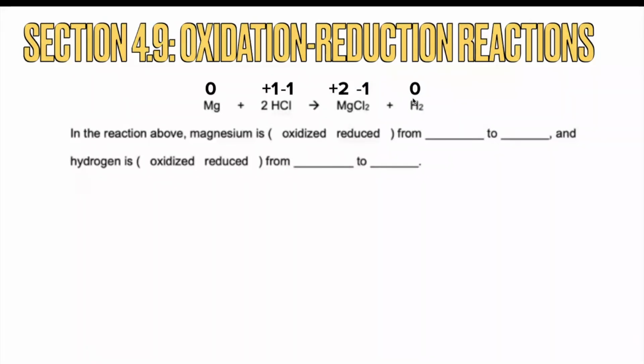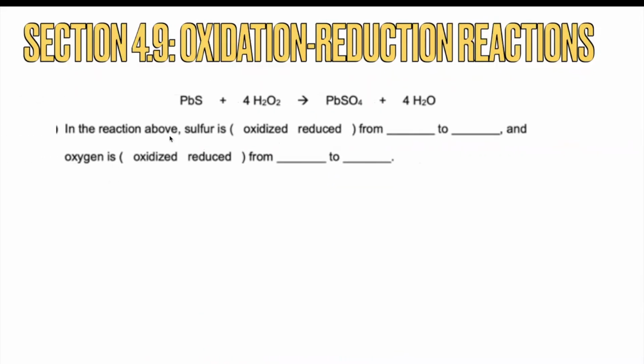It's a pure element. So which one is magnesium? It's going from 0 to +2. That means it is being oxidized because it's going from 0 to +2. Hydrogen, on the other hand, is going from +1 to 0. It is getting reduced. It is literally decreasing its oxidation state, going from 1 to 0.